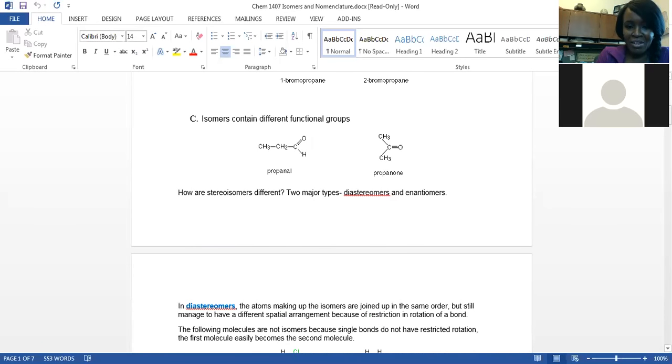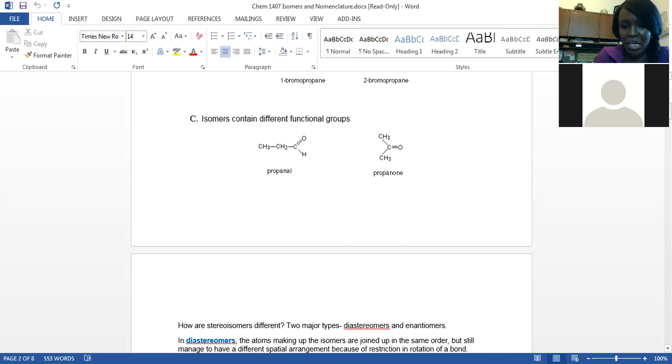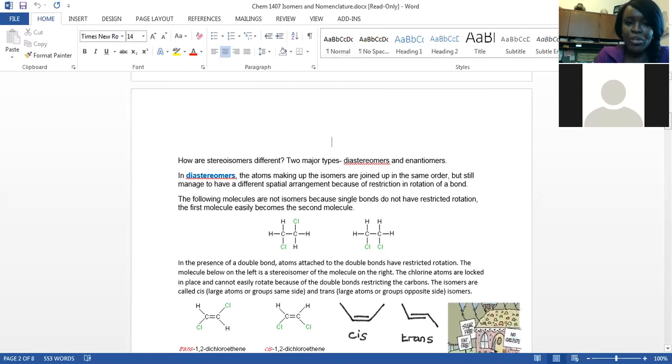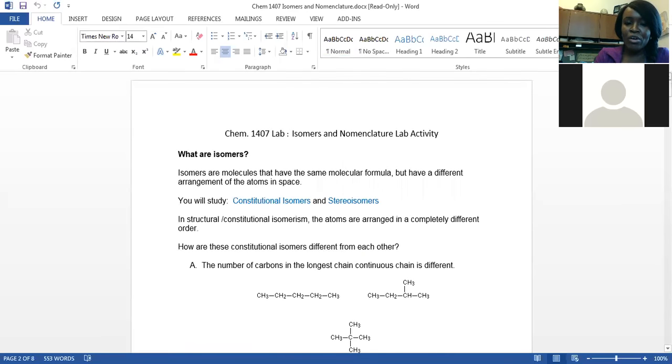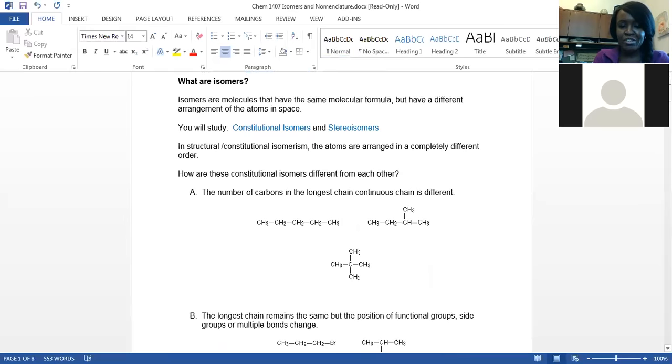Then, this is not in the right place, but let's move this down. Down here, we have what are called stereoisomers. Stereoisomers are different from structural isomers, or constitutional isomers. With constitutional isomers, the difference is more obvious. It's not subtle. You can tell there's a difference in the structure.